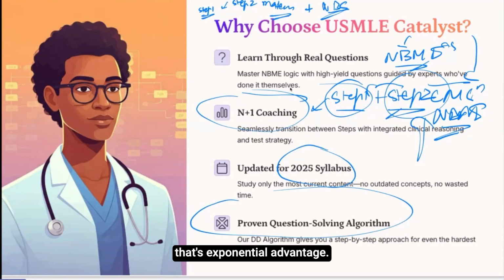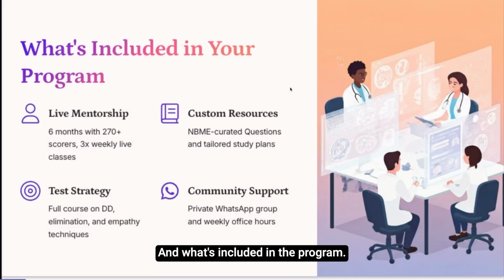That's exponential advantage. That is what 40,000 plus students have followed across the past 5 years in scoring 280s, 270s, 260s. And that's the recipe we'll be using to take you through the entire NBME question bank, dissecting it for you, so you're learning the right thing and not the wrong thing. What's included in the program is 6 months with 3 weekly live classes. All the questions are NBME curated, because we don't want to do anything outside of the NBME. Why would I teach you just UWorld stuff if you can do that on your own, and it's not even that high yield compared to NBMEs, which you're missing out on.